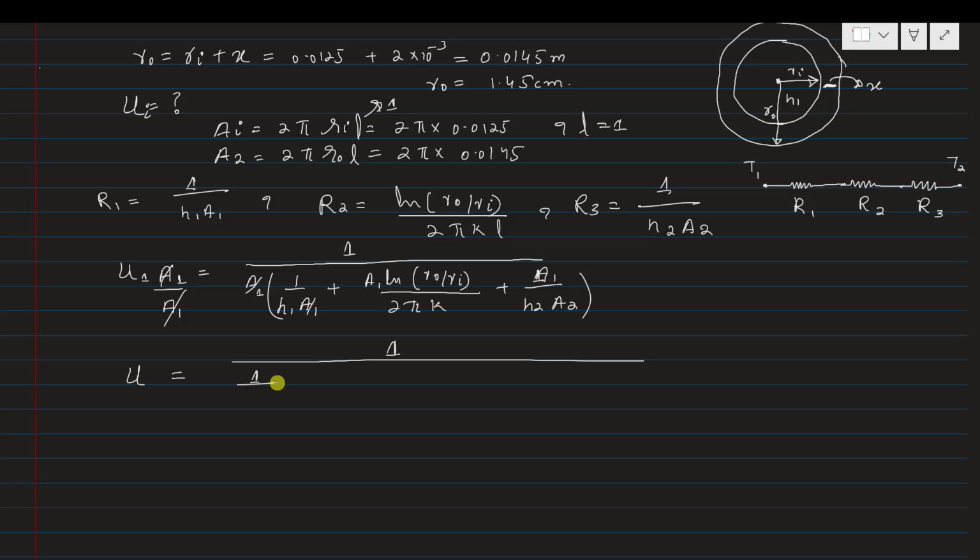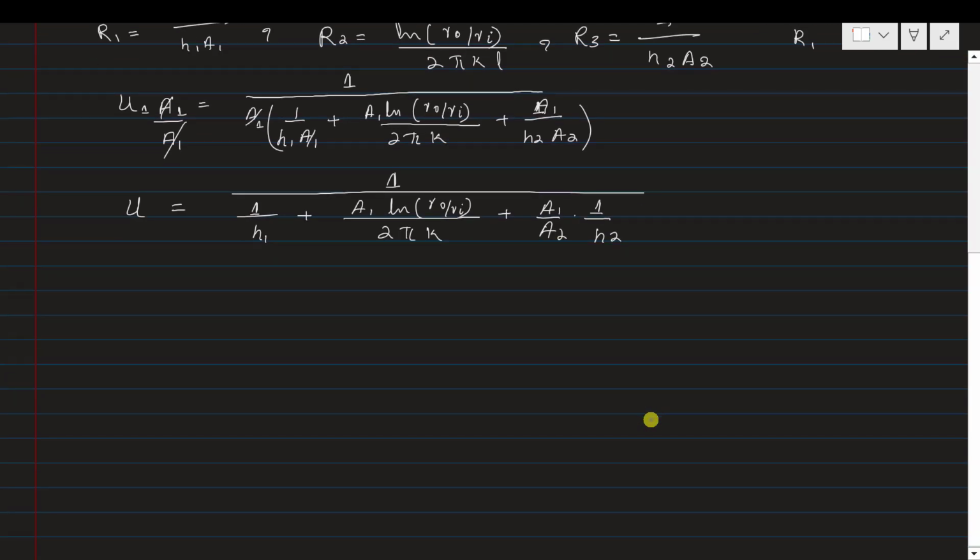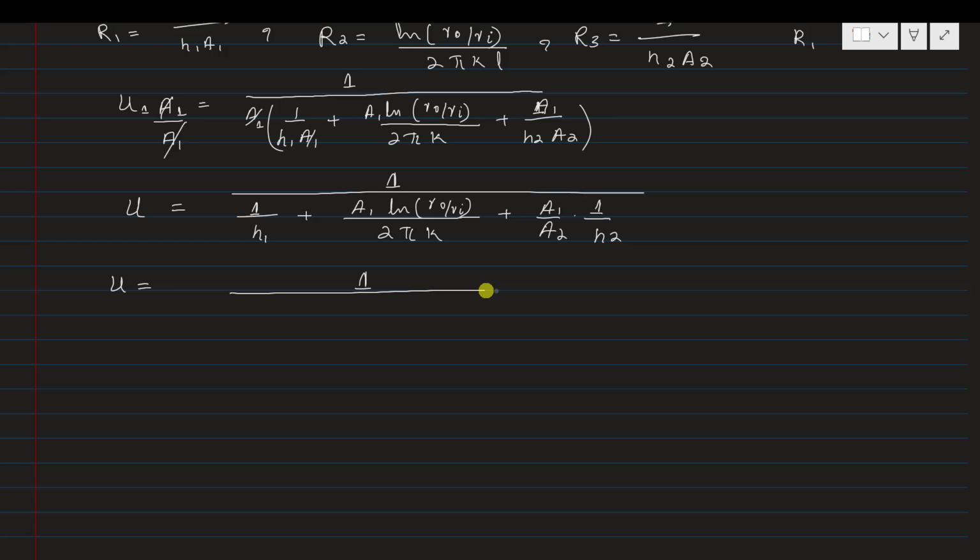1 divided by H1 plus A1 ln R naught divided by Ri, divided by 2 pi k, plus A1 divided by A2 times 1 over H2. Now just enter the values. Every value is now entered in the equation, and you will get the overall heat transfer coefficient.